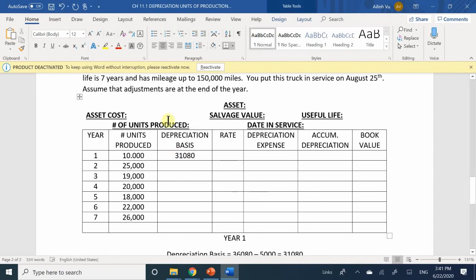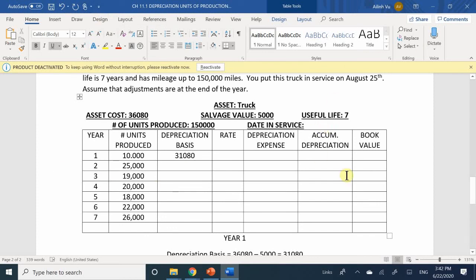So 31,080. Let's see what our asset is. It's a truck. How much did the asset cost me? 36,080, and its salvage value is how much? 5,000. Its useful life is how many years? 7. Its number of units it can produce is how much? In this case, mine is mileage. So how many miles can this truck take me? 150,000 miles. Yes.